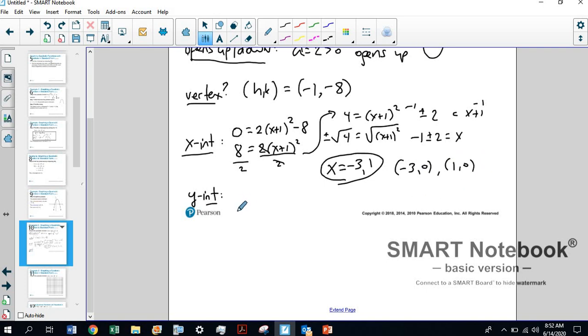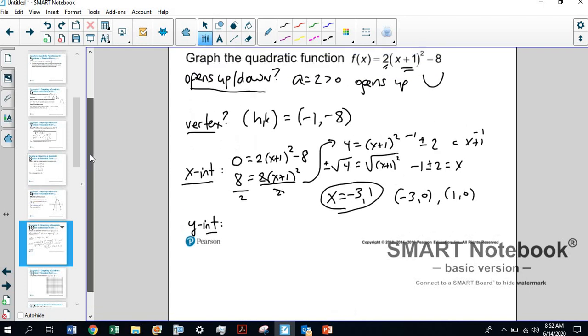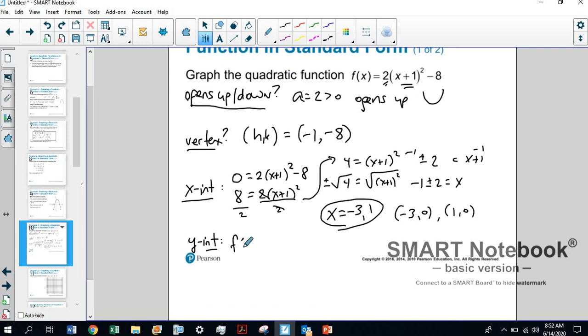And then finally for the y-intercept, you're going to plug in f of 0. And so you get 2 times (0 plus 1) squared minus 8. That's 2 times 1 squared minus 8, which is 2 minus 8, which is negative 6. And so we get 0, negative 6.